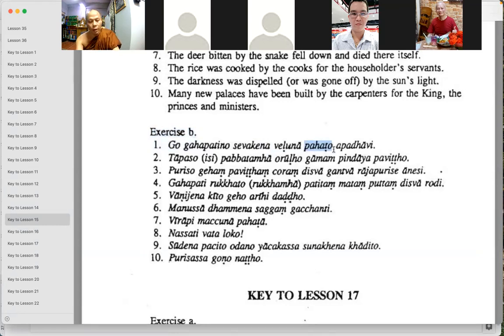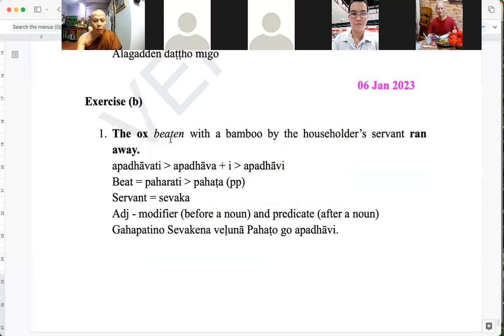But according to the English sentence, it is not a gerund, you see, but a modifier. So that is why the order should be this way: "gahapatino siwakina veluna bahado go apadawi". So that is the usage, or the place, of the adjective in the sentence. In accordance with its function, it is important.